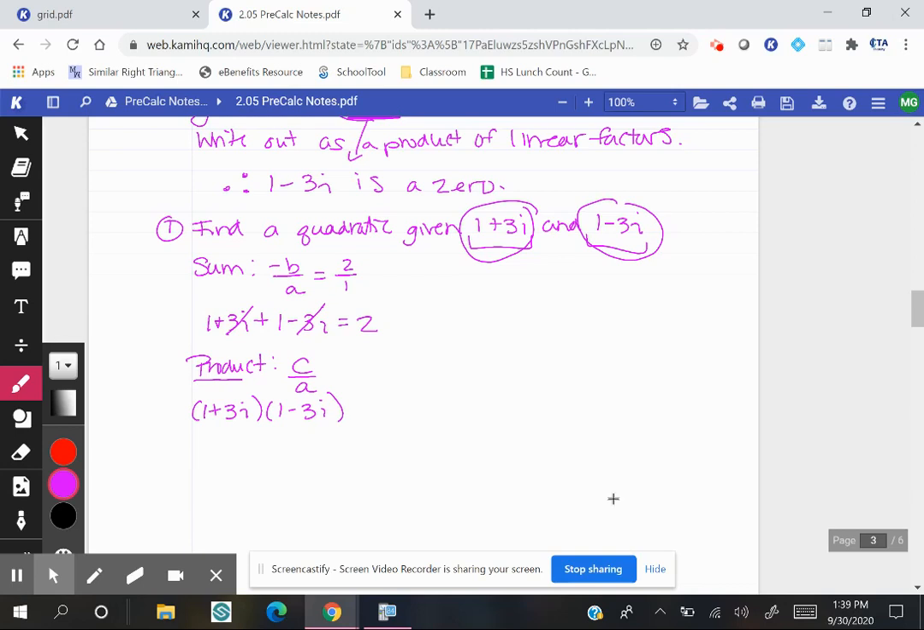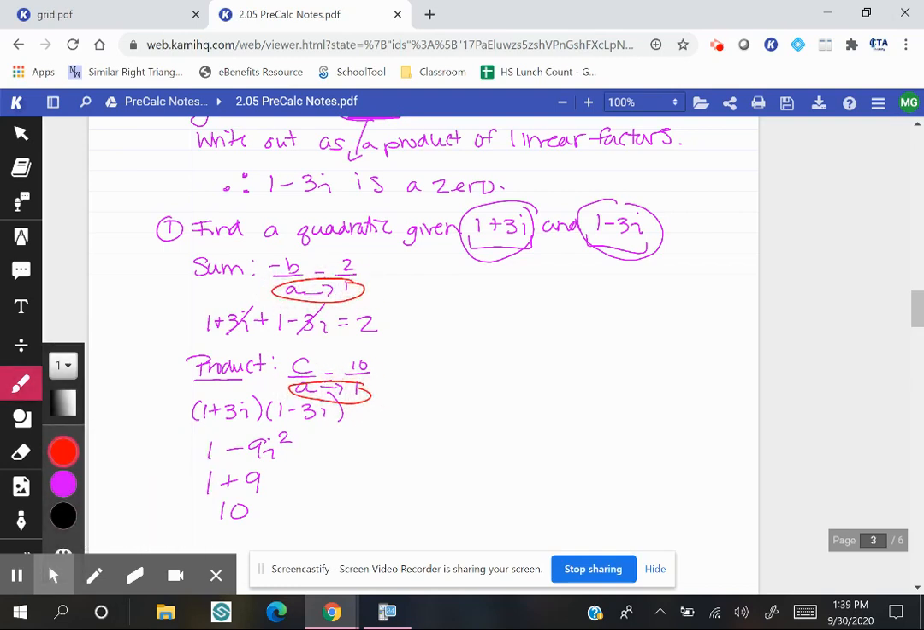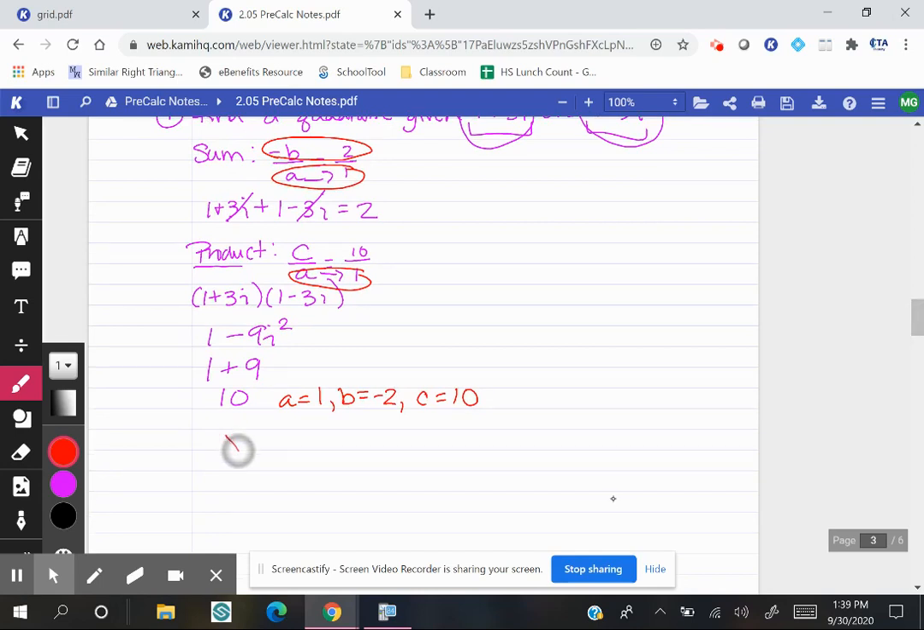So here you can FOIL this out. The middle terms will cancel. You can check it in your calculator, of course. i squared is negative 1, so we get 10. So I'm going to set this equal to 10 over 1. Now, we check our a's, and a is the same for both of them. A is 1 in both parts here. So I know a is 1. That means negative b is equal to 2, so b is equal to negative 2, and c equals 10. So as a quadratic, we'd have 1x squared minus 2x plus 10.